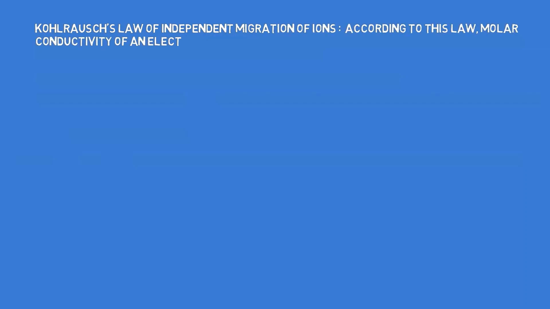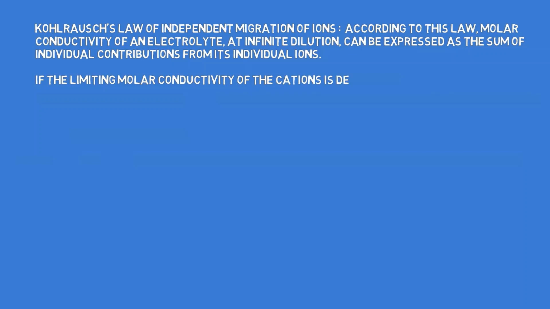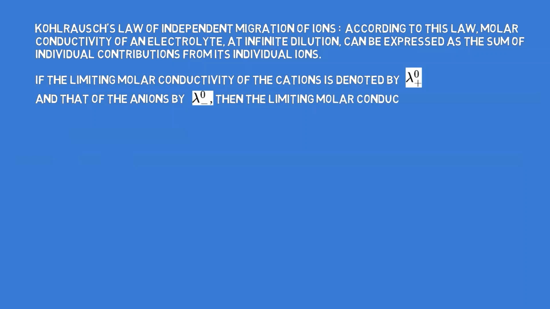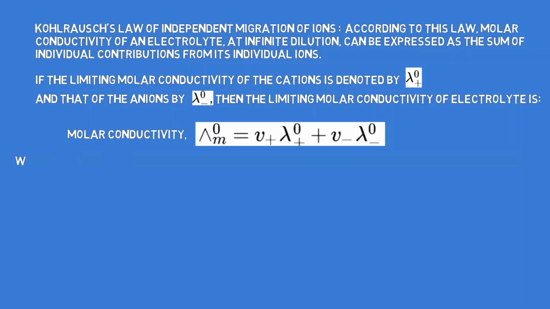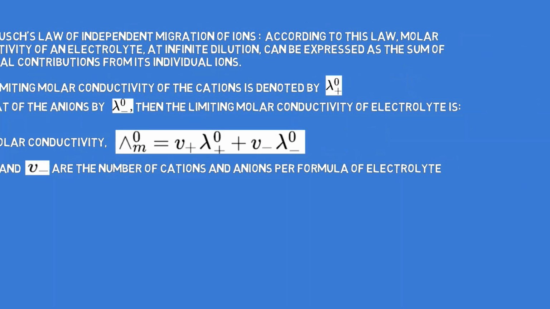Kohlrausch's law of independent migration of ions. According to this law, molar conductivity of an electrolyte at infinite dilution can be expressed as the sum of individual contributions from each individual ion. If the limiting molar conductivity of the cation is denoted by lambda plus naught and that of the anion by lambda minus naught, then the limiting molar conductivity of the electrolyte is lambda m naught = nu plus lambda plus naught + nu minus lambda minus naught, where nu plus and nu minus are the number of cations and anions per formula of electrolyte.